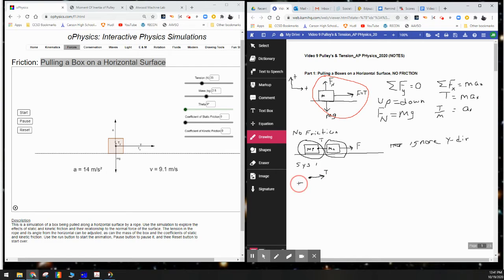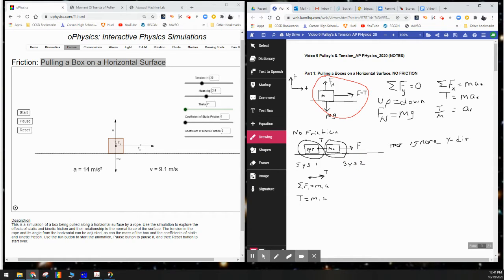So here we go: the sum of the forces on system one is equal to M1A. The only force acting is tension, so we put tension in here: T equals M1A. Now we go over to system two.